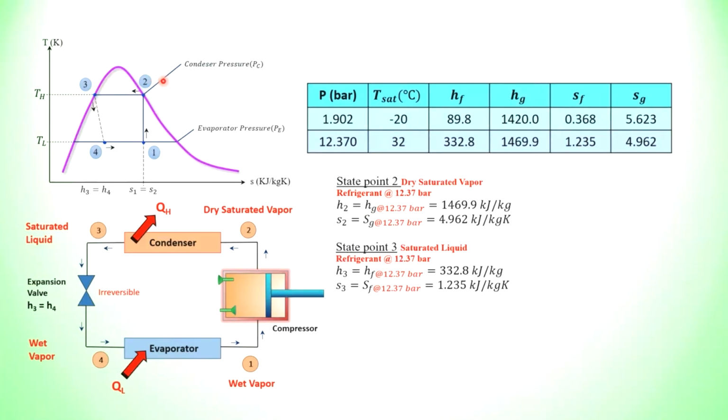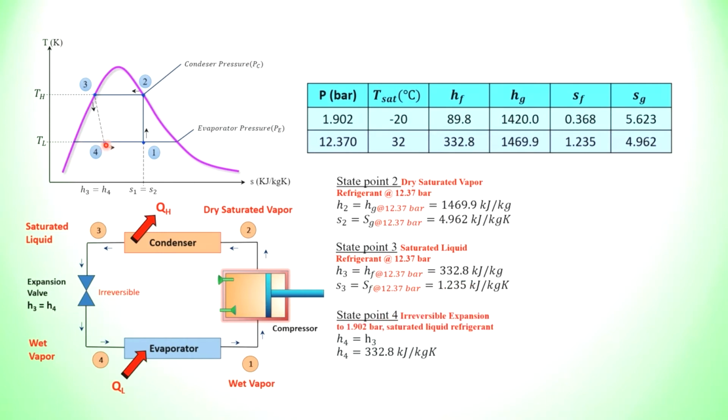Then state point 3, that is this. This is still at the pressure of 12.37 bar, but now it is saturated liquid refrigerant at this pressure, still at condenser pressure. So H3 would be equal to the Hf, because the saturated liquid is sitting on the saturated liquid line. So you take the Hf, not the Hg this time. Hf is 332.8, and then the Sf is 1.235.